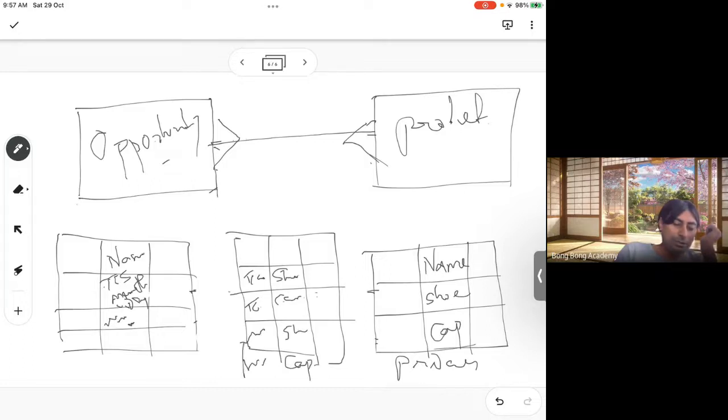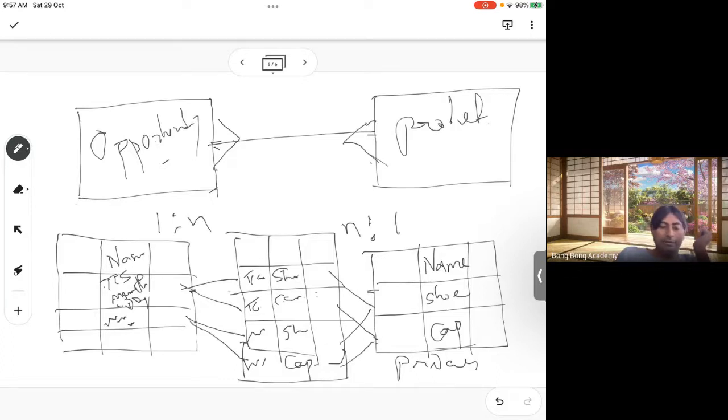So these two rows are linked to this one. These two rows are linked to this one. Shoe is linked to this one and this one. Cap is linked to this one and this one. So it is a one-to-many relationship from both sides. This table has a one-to-many relationship from both tables, and that's how a many-to-many relationship is established. Clear? We call this mapping.